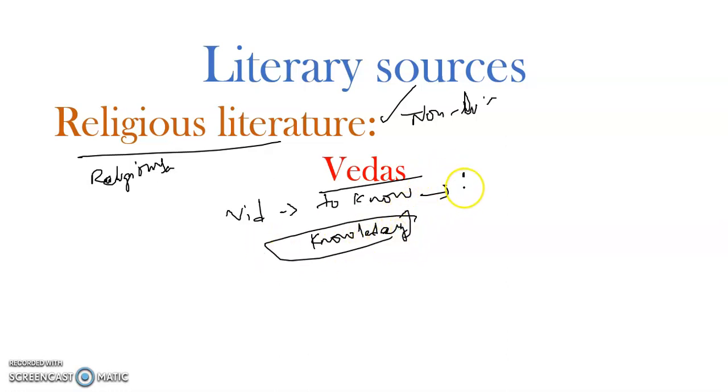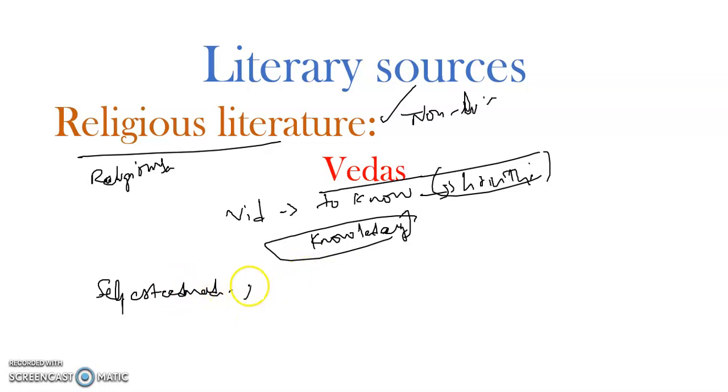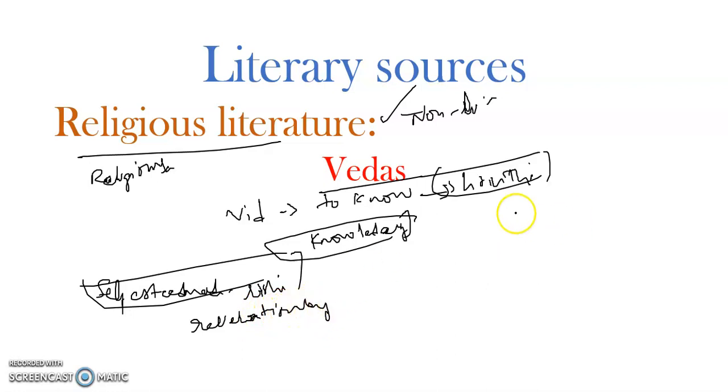Now, Vedas have the status of Shruti. Shruti in the sense, it is self-esteemed, esteemed by the rishis. Realization by the rishis by doing meditation, or the revelation by God to them. Shruti means these two: self-realization or revelation by God to them.